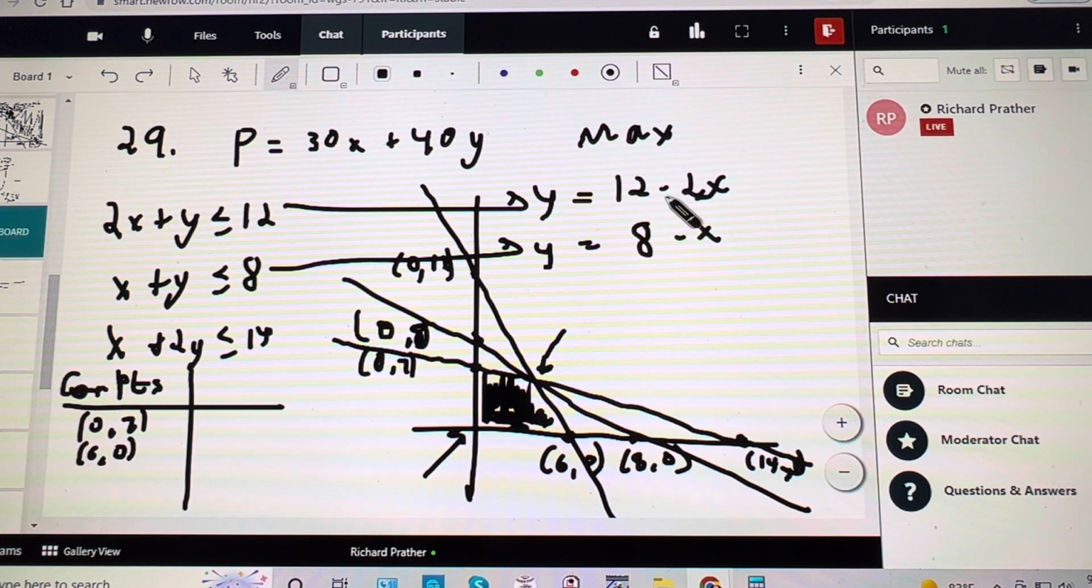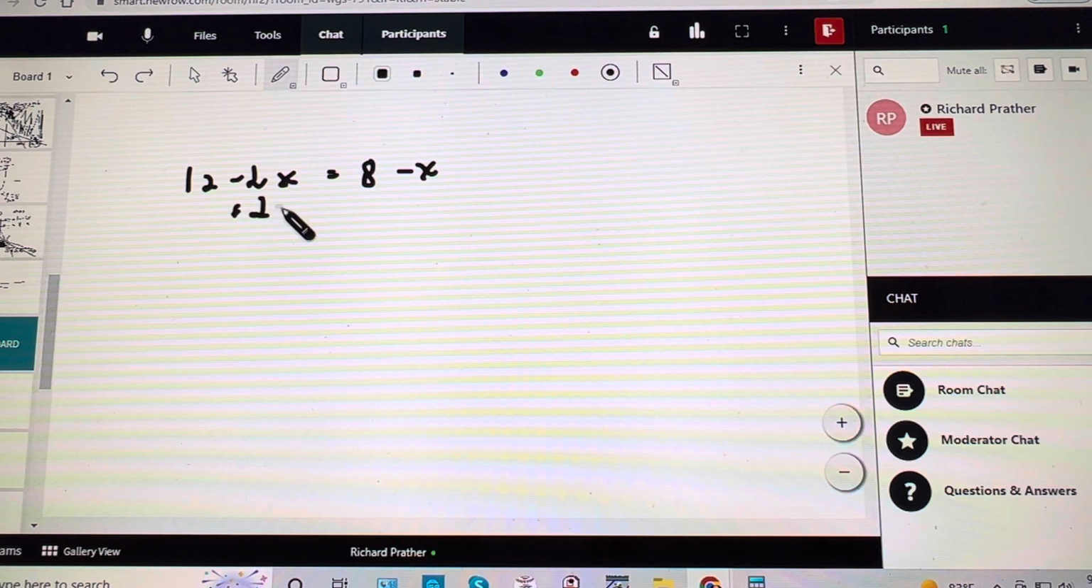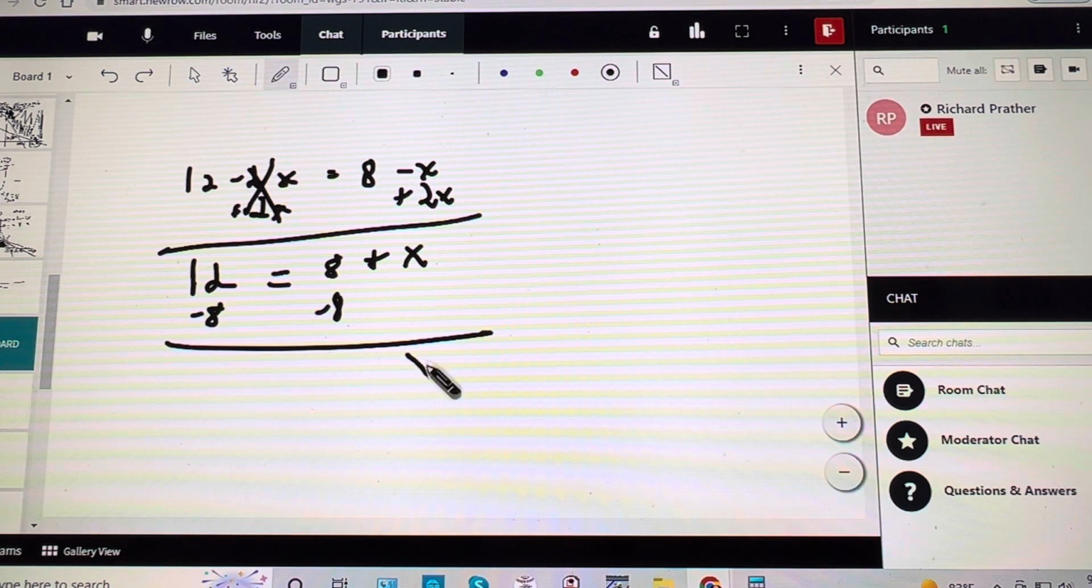So when does 12 minus 2x equal 8 minus x? These are equal to y, so this will be a direct answer. Add 2x, and subtract 8. x is 4.